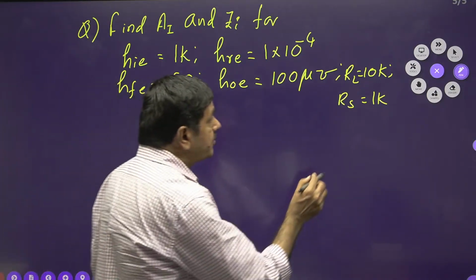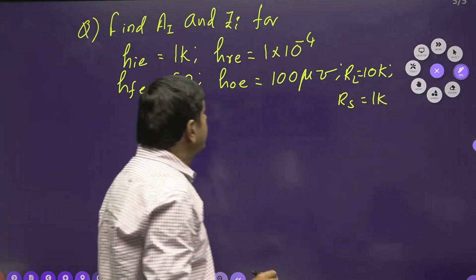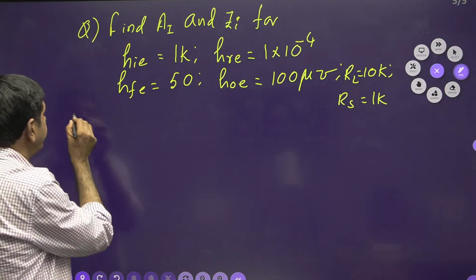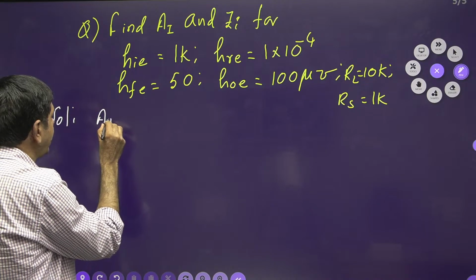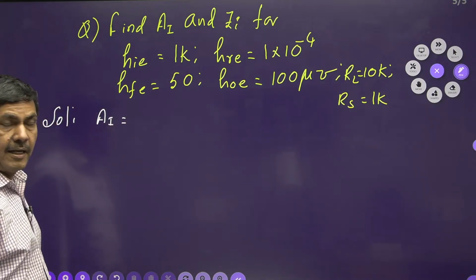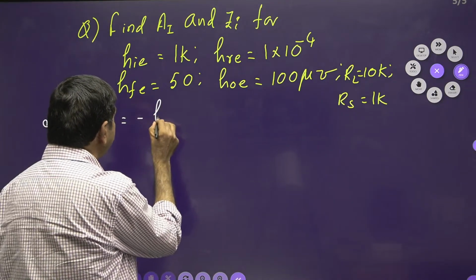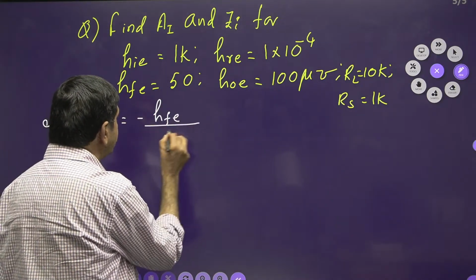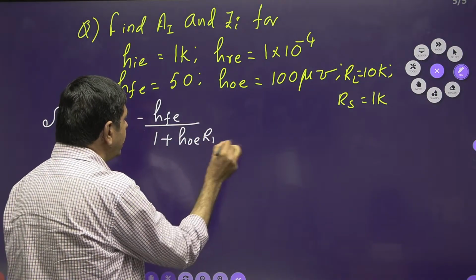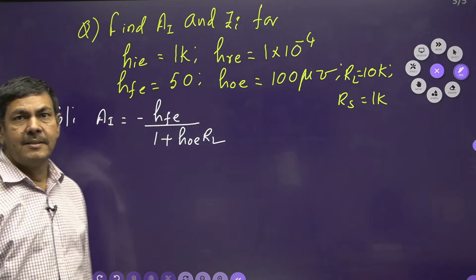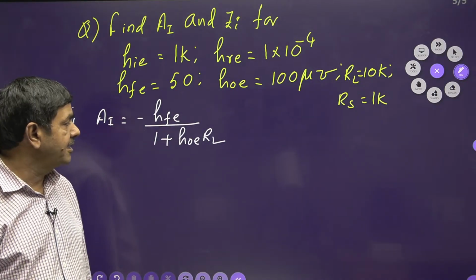But how can we do this problem? Please watch, I will do this question. If you wish to find the current gain, you need to use the formula directly. AI is required. I already gave the formula for the current gain: AI equals minus HFE by 1 plus HOE into RL.